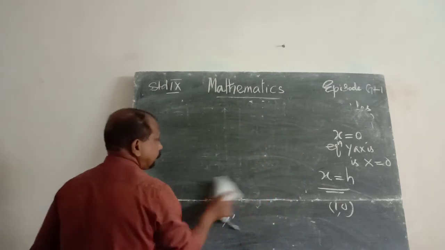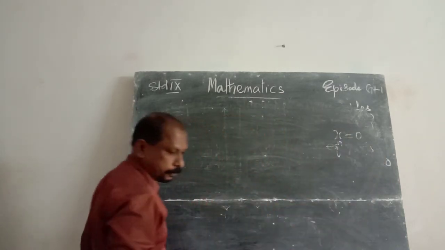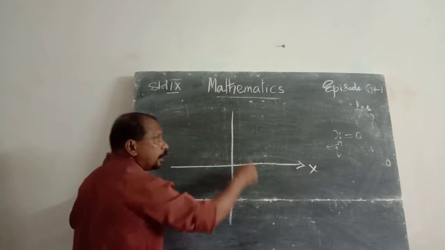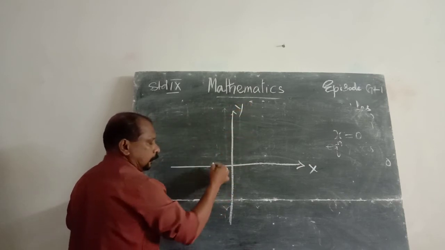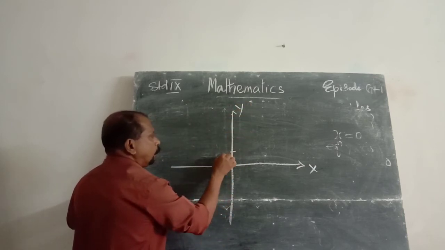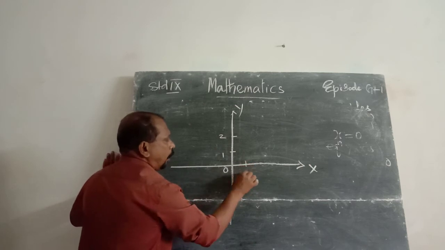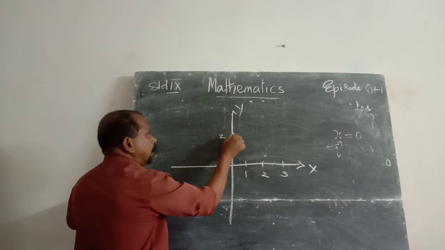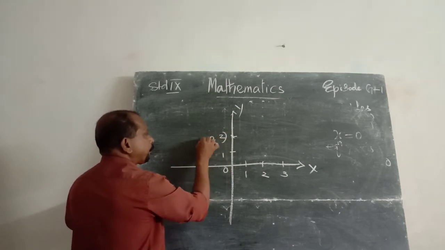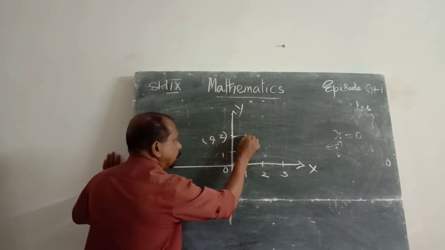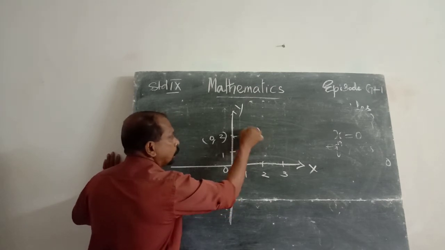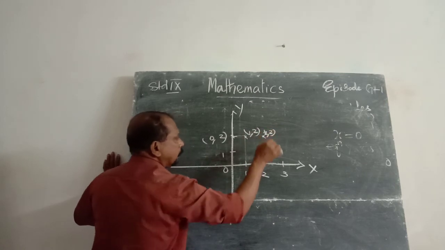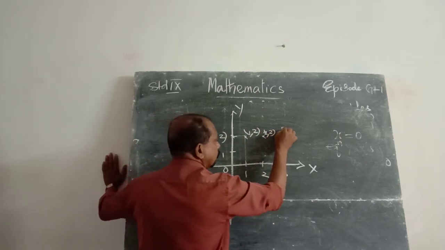Similarly, let us consider another line. This one is the x-axis and this line is the y-axis. This is the origin. Therefore, this is the point 1, 2. Then 1, 2, 3. Therefore, this point is 0, 2. Another point is 1, 2. Another point is 2, 2. The fourth point is 3, 2.